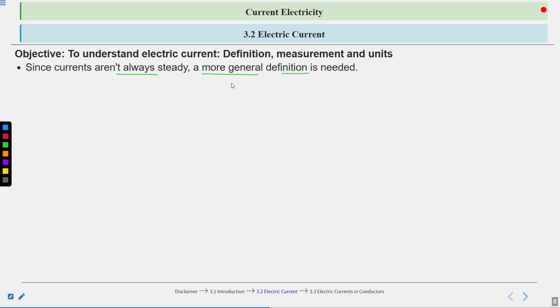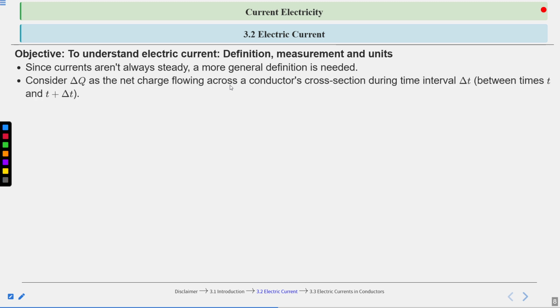What is the more general definition? It is for instantaneous current. It means we want to find the current at some instant, at this time, not in an interval, but at a specific time, at an instant. That is instantaneous current. So what will be the expression?